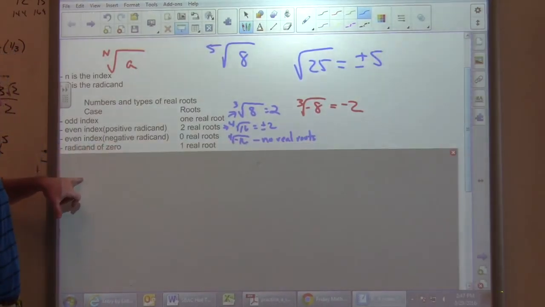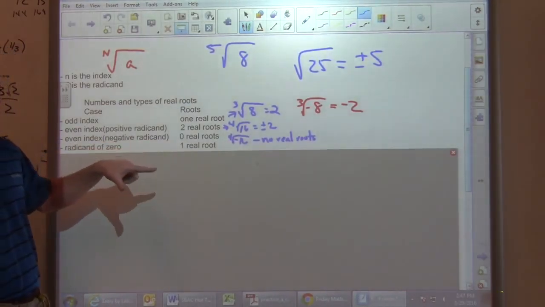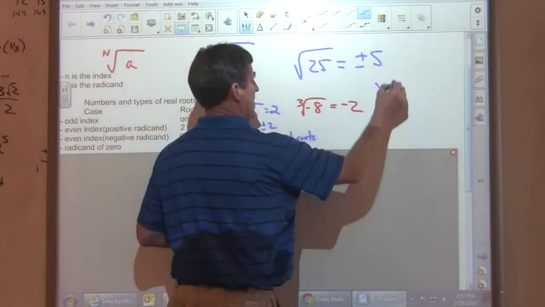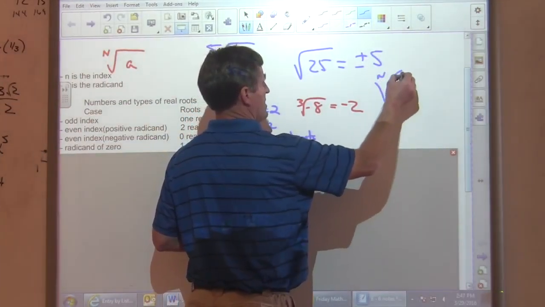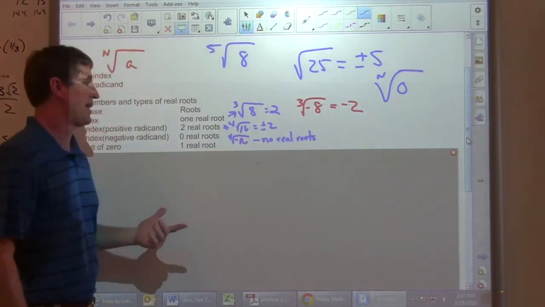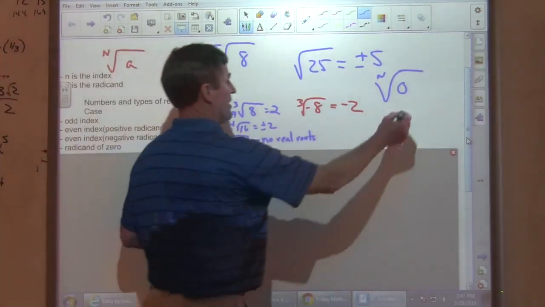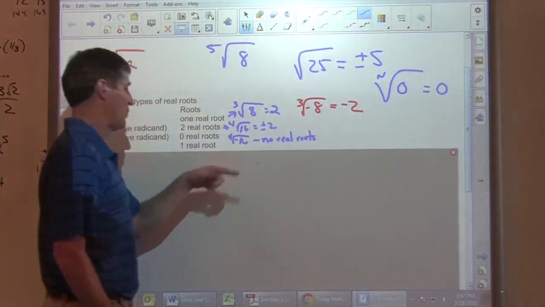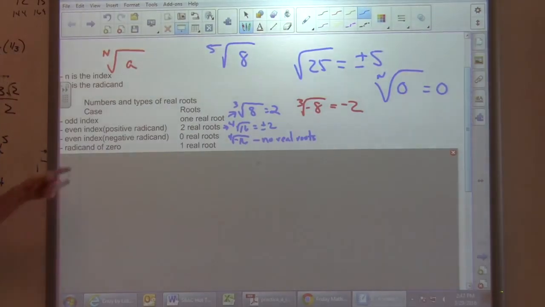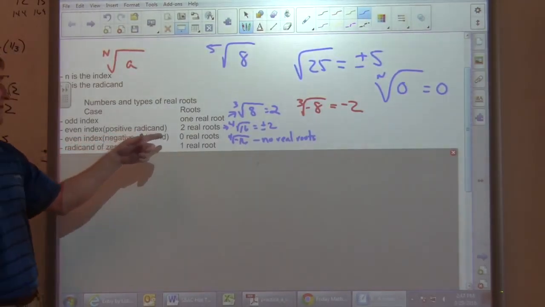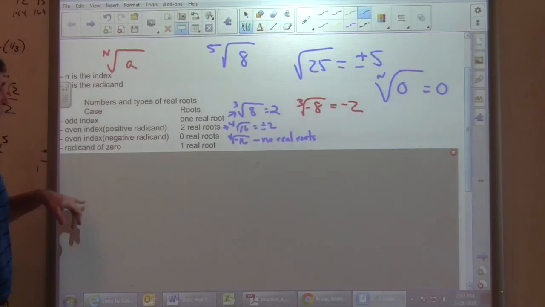And then the last case would be, what if the radicand is 0? It wouldn't make any difference what the index was. If it's 0 inside, the only possibility is that we would get 0 out, and so you would have one real root. So this gives you all your possibilities for cases that occur with radicals.